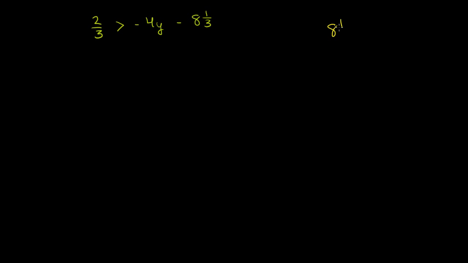So 8 and 1/3 is equal to, the denominator is going to be 3. 3 times 8 is 24, plus 1 is 25. So this thing over here is the same thing as 25 over 3. Let me just rewrite the whole thing. So it's 2/3 is greater than negative 4y minus 25 over 3.